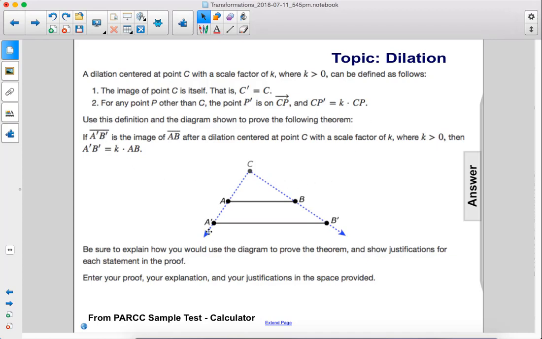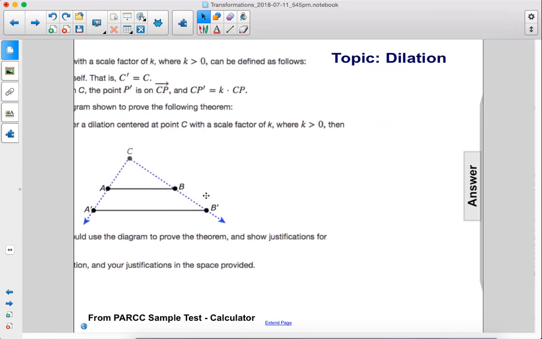If line segment A'B' is the image of line segment AB after a dilation centered at point C with a scale factor of K, where K is greater than 0, then A'B' equals K times AB. Be sure to explain how you would use the diagram to prove the theorem and show justifications for each statement in the proof. Enter your proof, your explanation, and your justifications in the space provided.